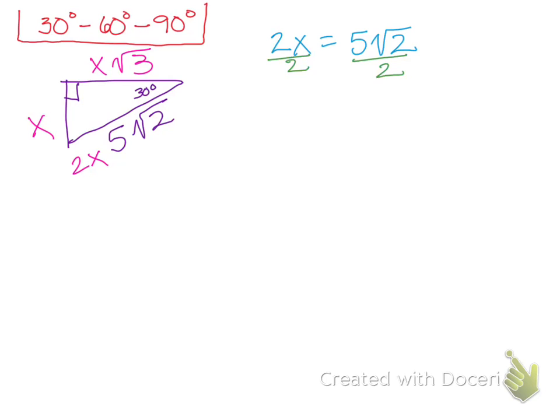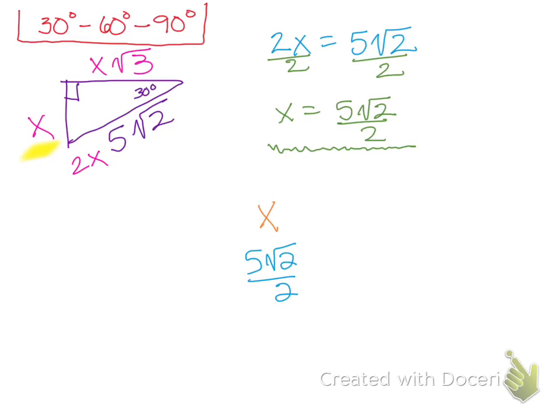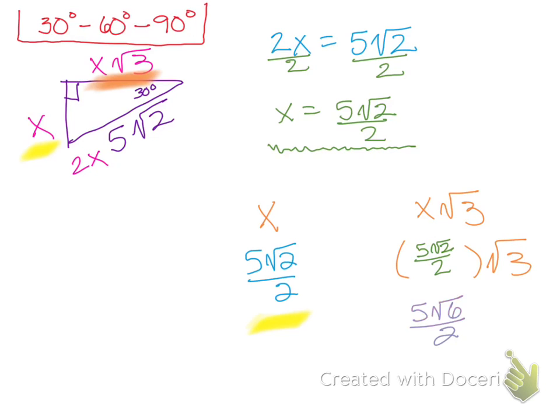To solve for x, you divide by 2. So x equals 5 square root 2 over 2. All right, now I'm going to substitute into the other sides. The other two sides I need are x and x root 3. Okay, so let's substitute into the side x first. x equals 5 square root 2 over 2. The next side is x square root 3. I'm going to replace x with what it equaled, which is 5 square root 2 over 2 times the square root of 3. And you simplify, you get 5 square root 6 over 2.